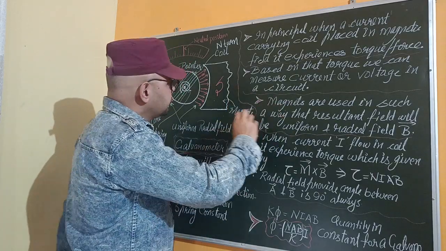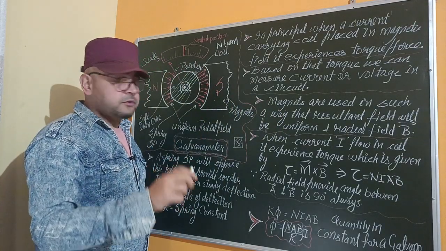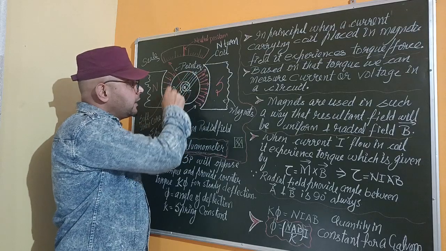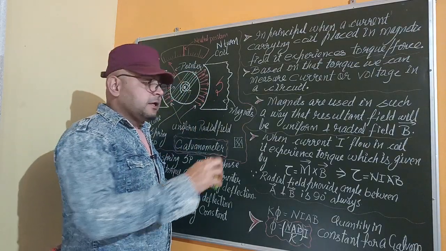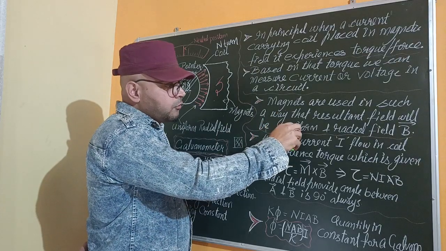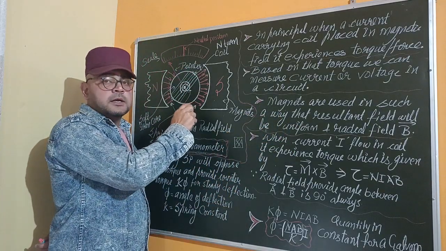The second thing that you should mention in your answer is why we have this circular or cylindrical magnet. They need to provide a uniform and radial magnetic field. The point to remember here is the radial magnetic field.